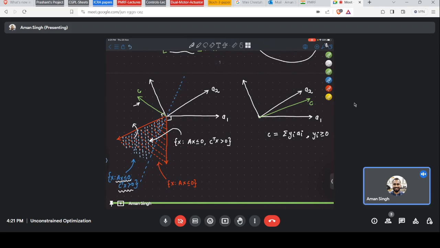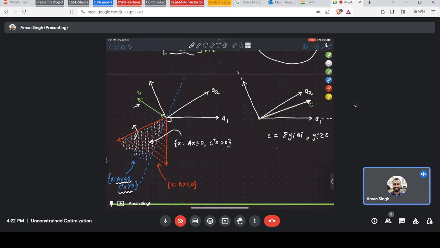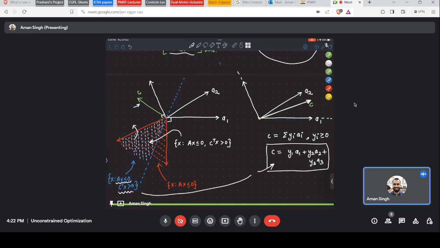Either this on the left hand side is true, or C is inside the hull made by these three vectors a1, a2, a3, and here you can say that C is a positive linear combination of a1, a2, a3, that is y1 a1 plus y2 a2 plus y3 a3. So as you can see, only one of these two conditions will be true. Either this will be true or this will be true. This is what Farka's lemma says.